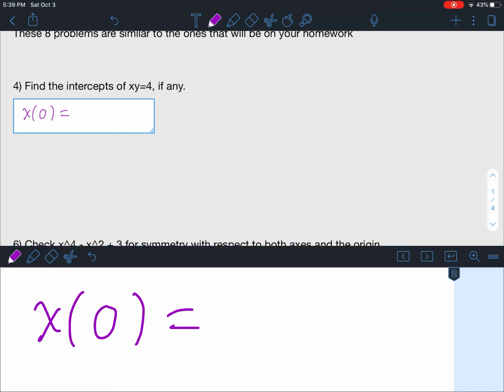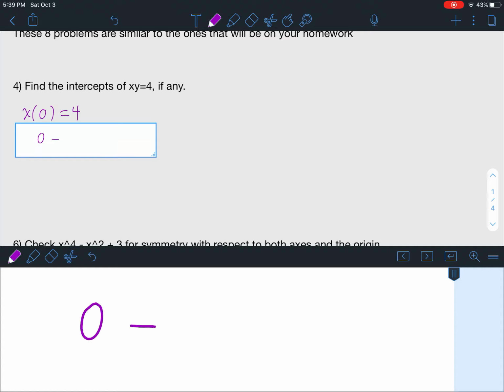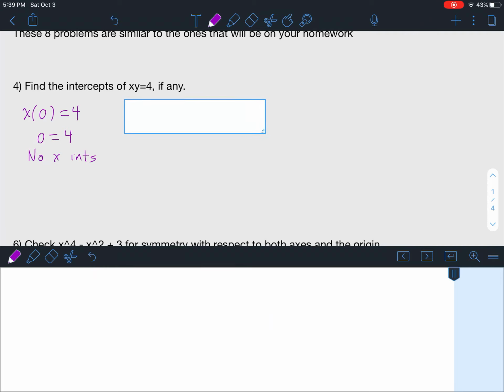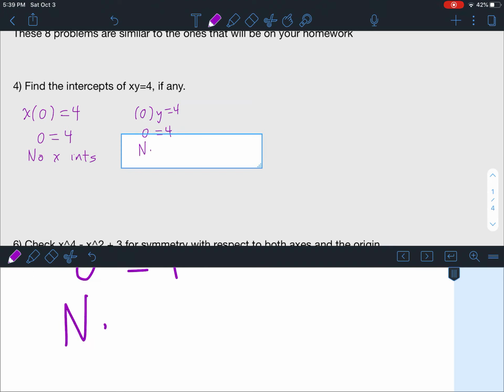So then you're left with x times 0 equals 4, which simplifies to 0 equals 4, which is obviously not true. That's a contradiction. So there are no x-intercepts. You can do the same thing with y-intercepts. x is going to be 0 if there's a y-intercept, so it's 0 times y equals 4. And that simplifies to 0 equals 4 again. So there's no y-intercepts, which means there's no intercepts at all.